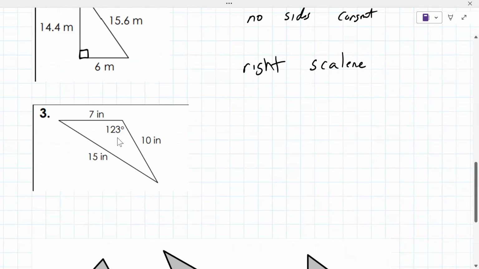Okay. So now this one, are any of the sides the same or any of the angles the same? No. So that's scalene again. Now look at the angle measure. What do you know about 123 in relation to 90? That's an obtuse angle. It's an obtuse scalene triangle. Any questions on that? Nope. Okay.